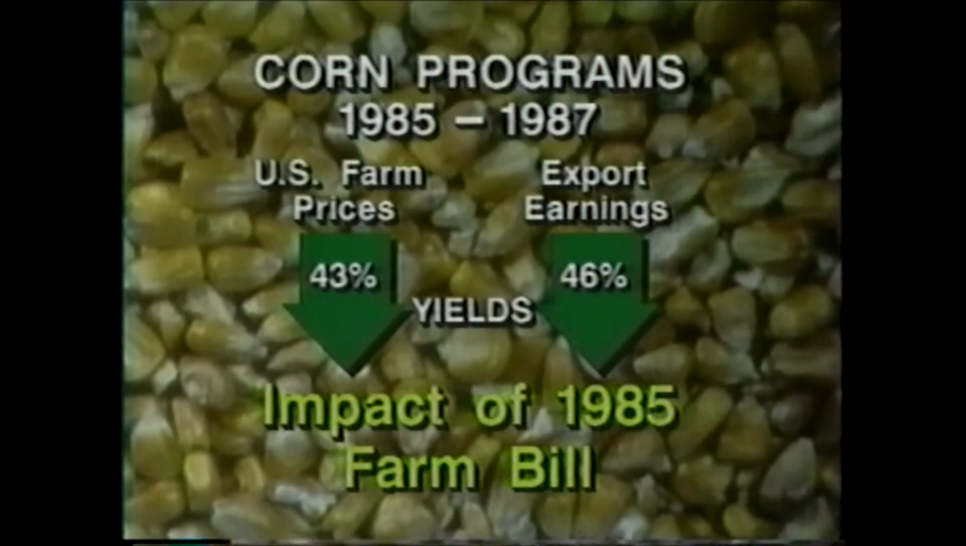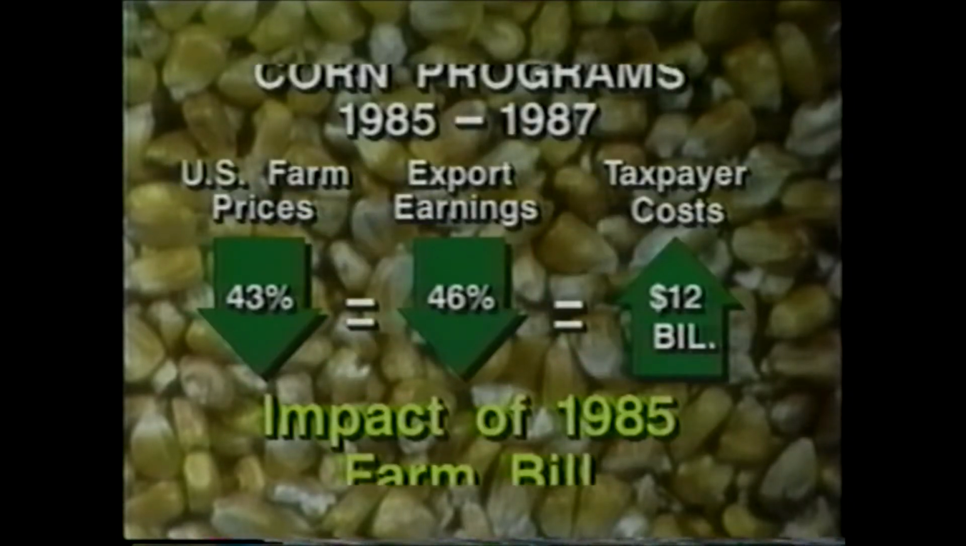During the first 2 years of the 1985 Farm Bill, corn prices were cut by 43%. As predicted by FAPRI, the value of corn exports also dropped, falling by over 45%. As prices were cut, taxpayer costs soared. For one crop, corn, annual costs rose to over $12 billion. This cost was more than 3 times the value of all corn exported that year.